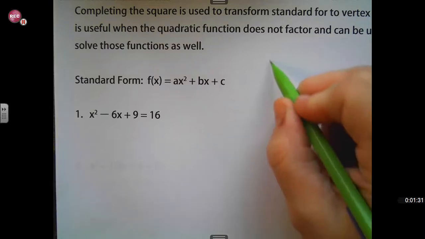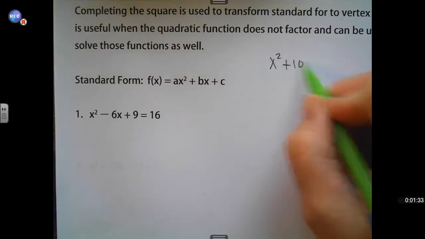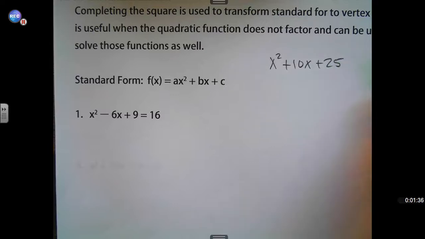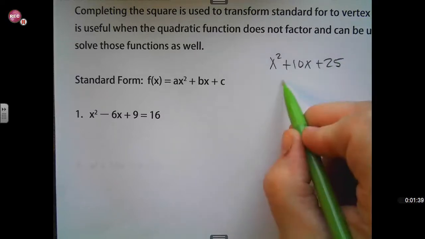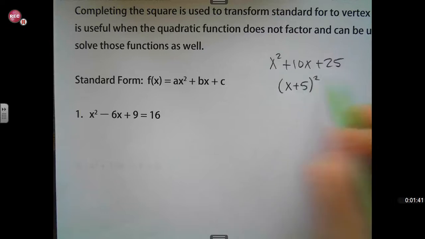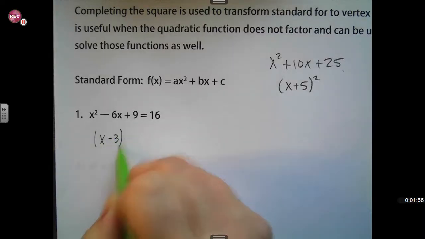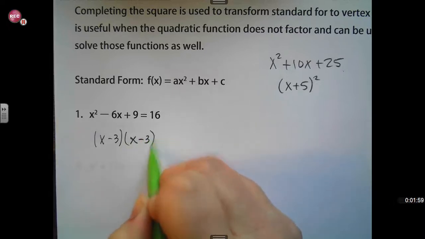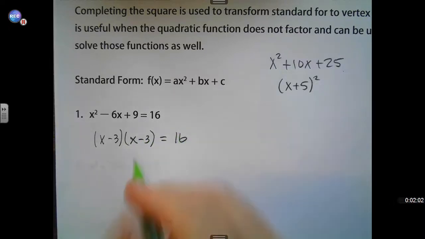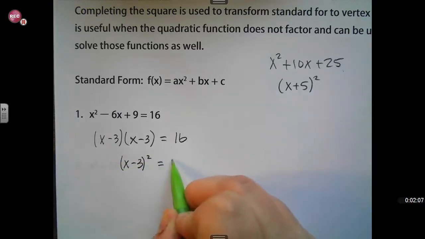A perfect squared trinomial is a trinomial that when I factor it, I get something squared. This would factor to x plus 5 times x plus 5, or x plus 5 squared. When we look at this, this would factor to x minus 3 times x minus 3. So we would want to write that, when we're completing the square, as x minus 3 quantity squared.